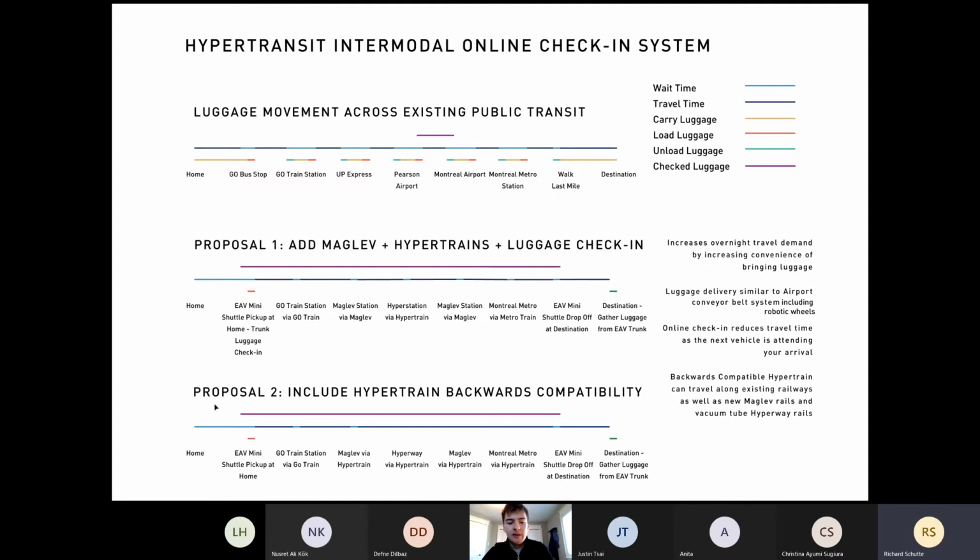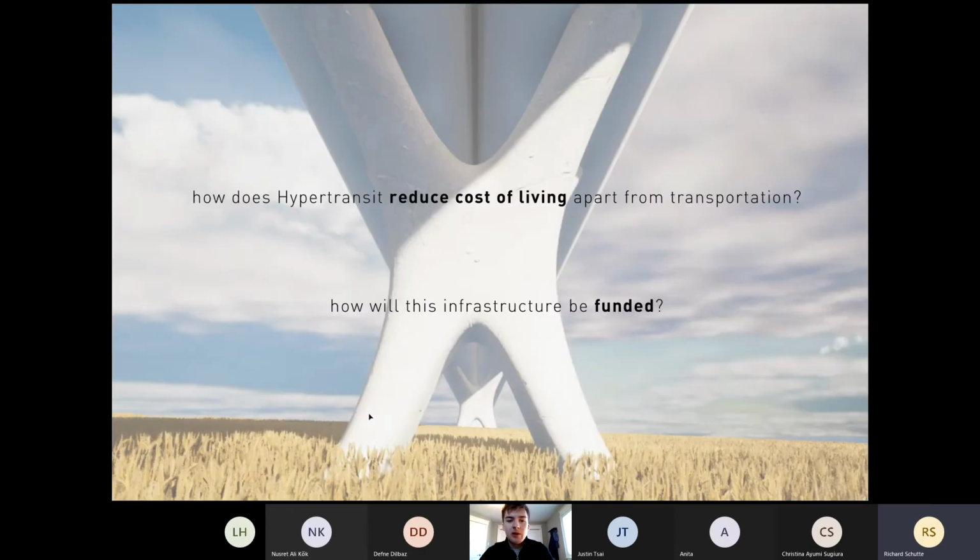And then down here, this was just this idea of a backwards compatible hypertrain that could travel along existing railways as well as our proposed hyperway. And we can go into that later if you have any questions.